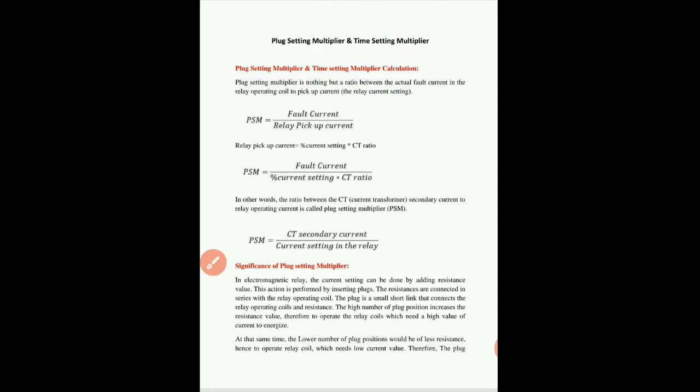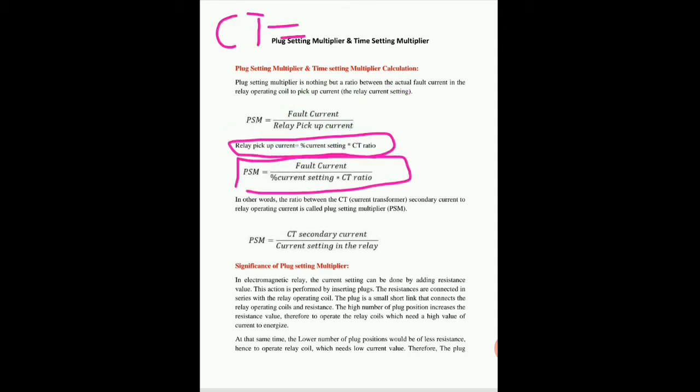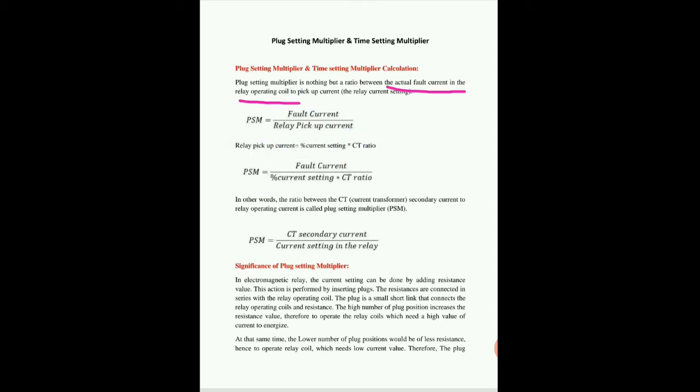Firstly, plug setting multiplier is nothing but a ratio between actual fault current in the relay operating coil to pick up current. So PSM is defined as a ratio of fault current to the relay pickup current. If we have to find the plug setting multiplier, we need the fault current and divide the fault current with the relay pickup current.